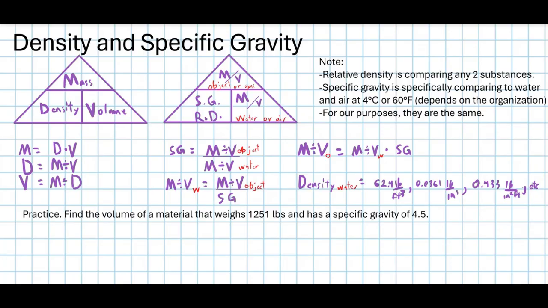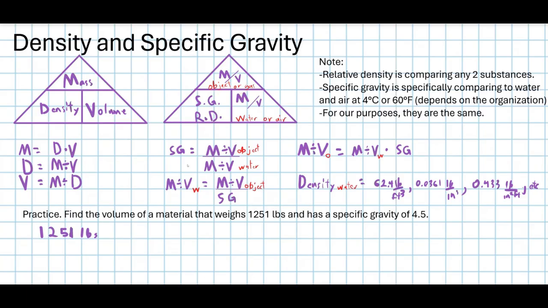So in our practice question that we're going to do for this assignment, we have an object or a material that weighs 1,251 pounds. So I have a relative density or specific gravity, but I don't know the volume of my object. However, as we discussed, because I have a specific gravity right here, and I have the mass of my object, I know that my volumes are going to be equal in this equation. So I can use my mass divided by the specific gravity to find the mass of my water.